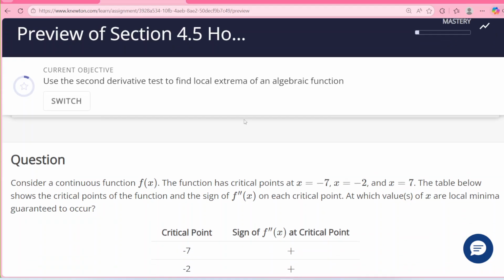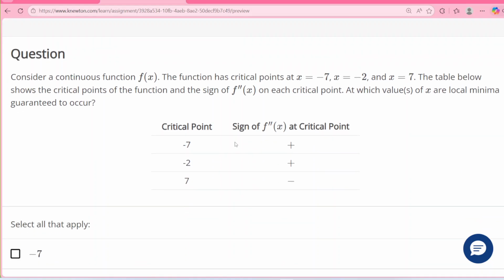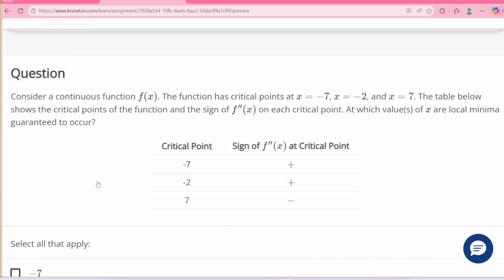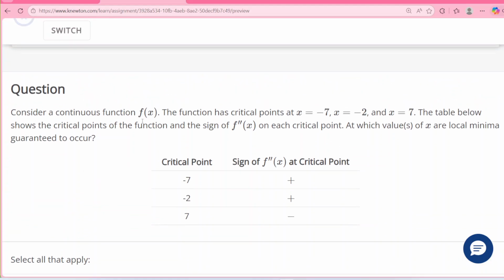All right, so another second derivative test to find local extrema for algebraic functions. Now this one, look, it's a select all that apply. So we're asked to consider a continuous function f. The function has critical points, you know, these are for the first derivative, right? -7, -2, +7. The table below shows the critical points of the function and the sign of the second derivative at each critical point. At which value or values of x are local minima guaranteed to occur?